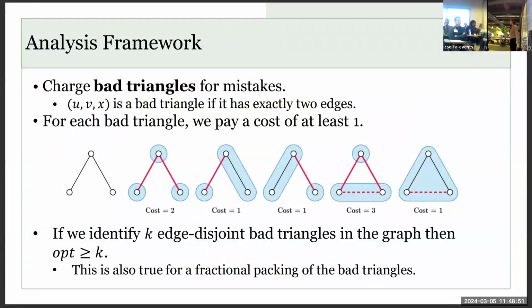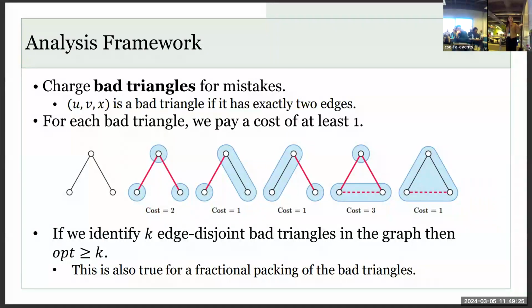Okay. So let's see how the analysis would work. There is a framework that is very well known for the correlation clustering algorithm that uses bad triangles. What a bad triangle is: if we have a triple and it has exactly two edges, then we have a bad triangle. The special thing about the bad triangle is that however we cluster it, we end up getting a cost of 1 for this bad triangle.